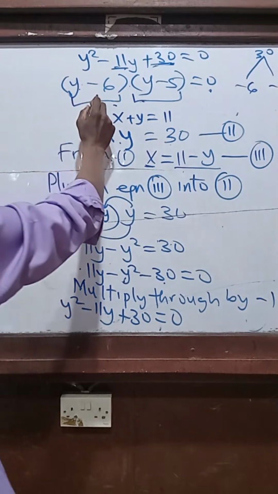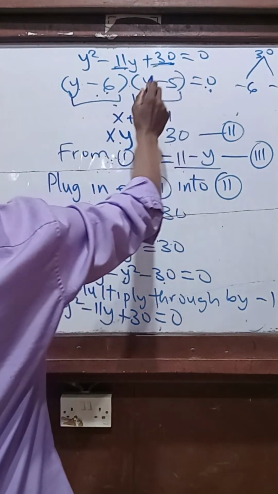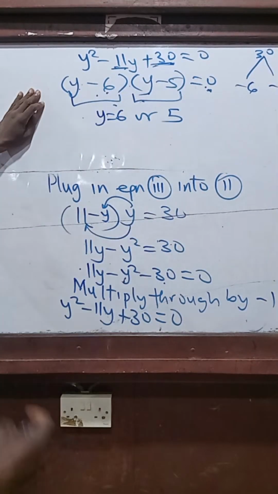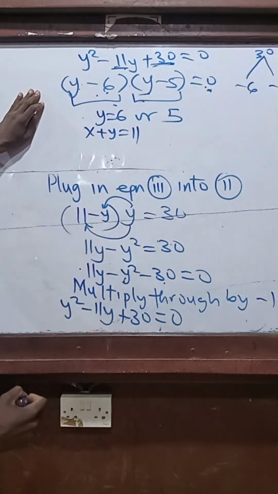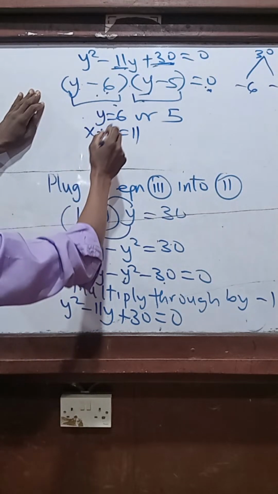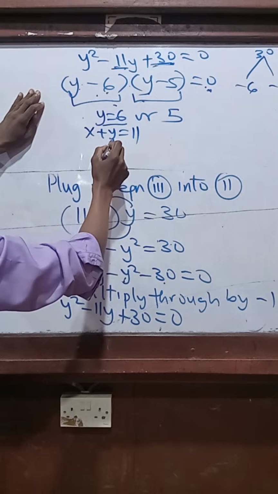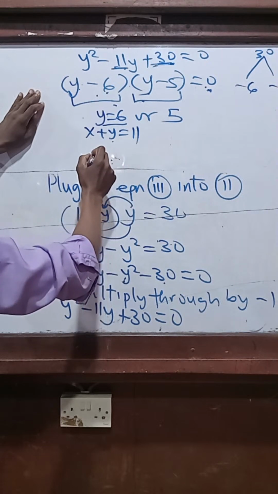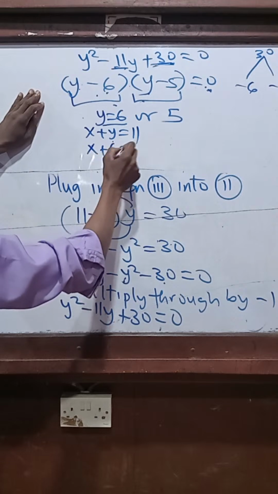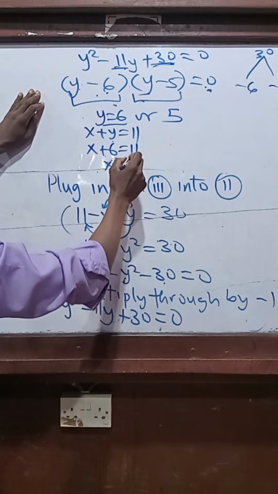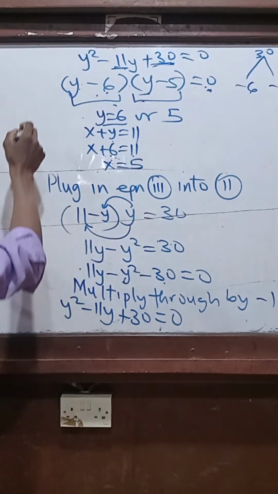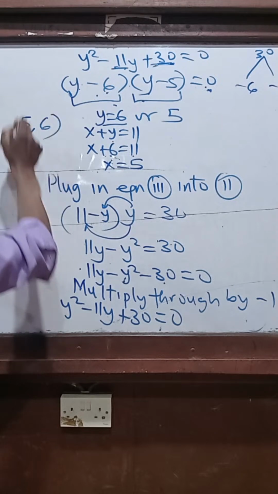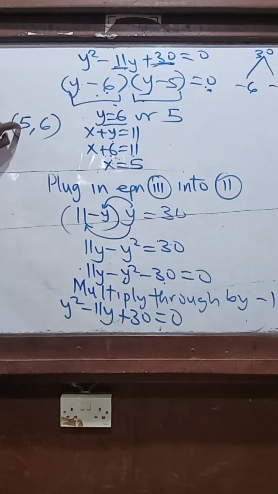Y minus 6 is equal to 0. Y minus 5 is equal to 0. And get the other variable. Don't forget we have x plus y equal to 11. So when we have 6, put it here. That'll be x plus 6 equal to 11. So x is equal to 11 minus 6, that's 5. So in that case, the coordinate will be 5, 6. When x is 5, y is 6.